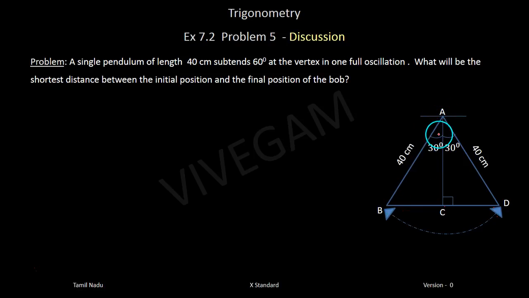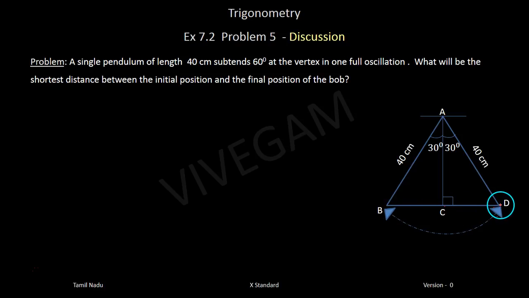We also know that the length of the pendulum is 40 centimeters. So the lengths AB and AD are 40 centimeters. Now, what are we asked? We are asked to find the shortest distance between the two extreme positions, that is, between B and D. So the pendulum oscillates like this. It comes to B, then goes back and reaches D, again it comes back to B. So these are the two extreme points.